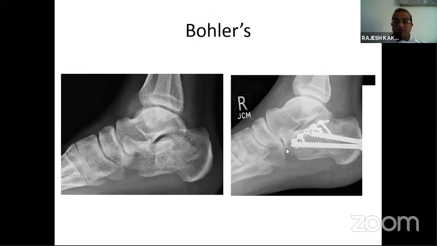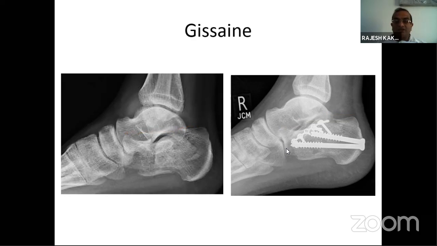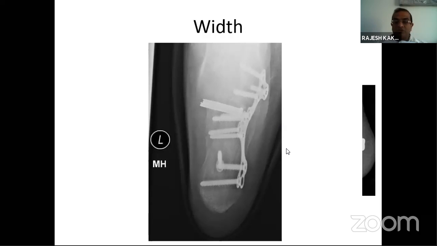You have to reconstruct the Bohler's angle. So a reversed Bohler's angle has to be reconstructed to get it back towards normal, as well as the Gissane's angle, reconstructed to get it back to normal. Otherwise, you would have impingement in eversion. You need to restore the calcaneal width, because if you don't, you may compromise the footwear options for this patient if you leave the heel wide after the operation.